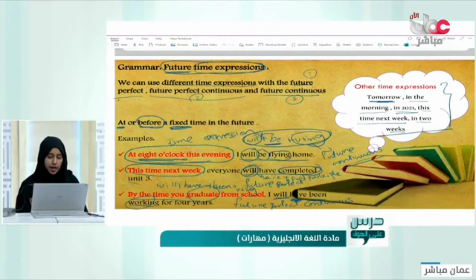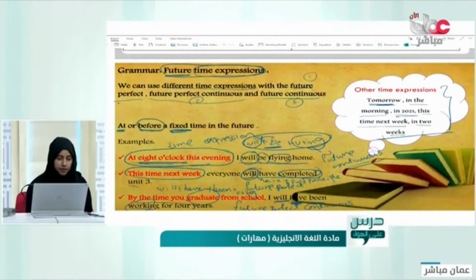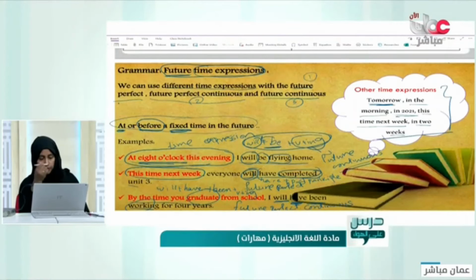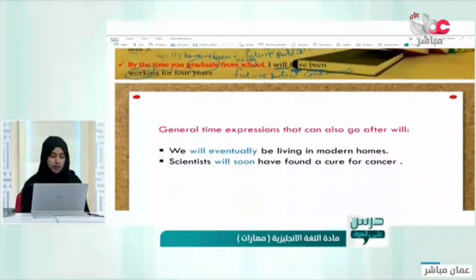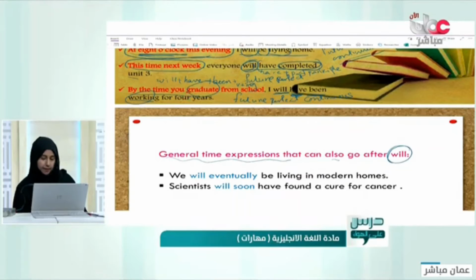Do you understand? Let's move here. So this is the first one. Be careful. The first one here is what? Fixed time in future. At or before a fixed time in future. Let's move to the second one. General time expressions that can also go after will. This one here, it can sometimes go after will. Let's have them.